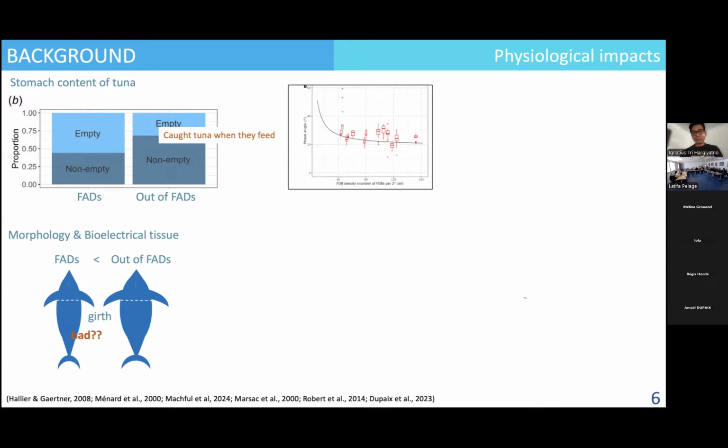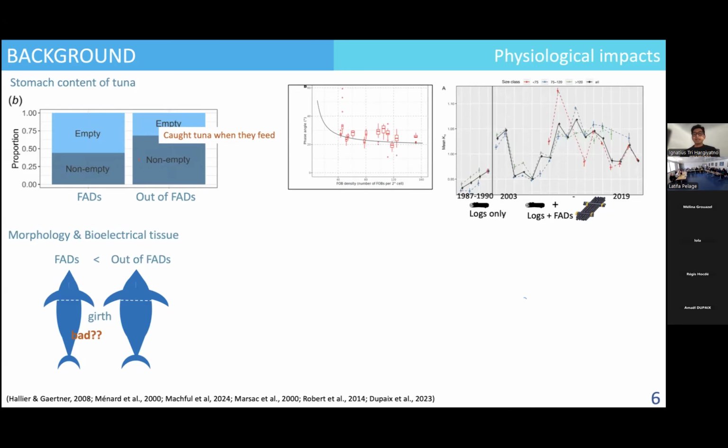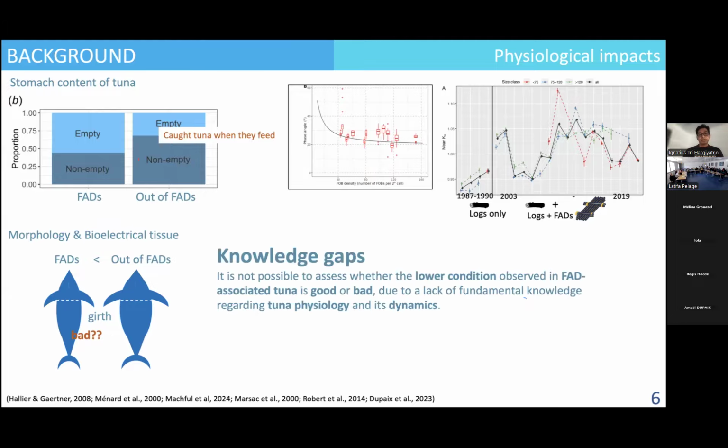Also, a recent study mentioned the same things. The increased density of fat may have an impact on the condition of tuna, but we don't know whether the condition is bad or not. Another study mentioned that the increase of fat does not lead, in the long term, to a decrease of the condition factor. The knowledge gap I found is that it's not possible to assess whether the lower condition observed in FAD-associated tuna is good or bad, due to the lack of fundamental knowledge about tuna physiology and dynamics.